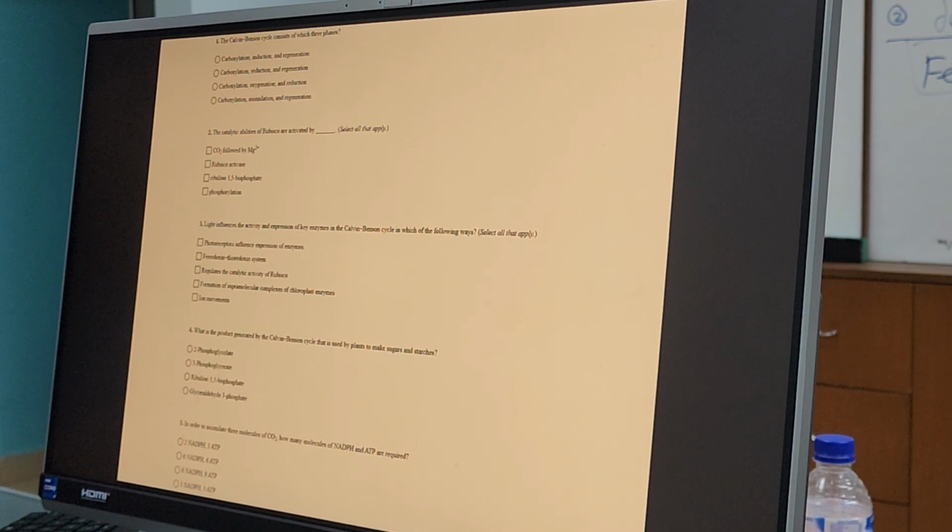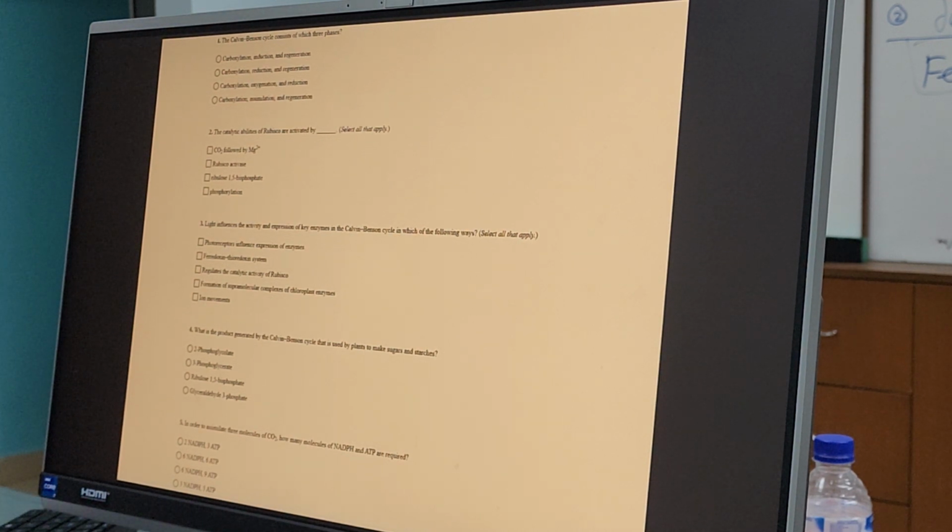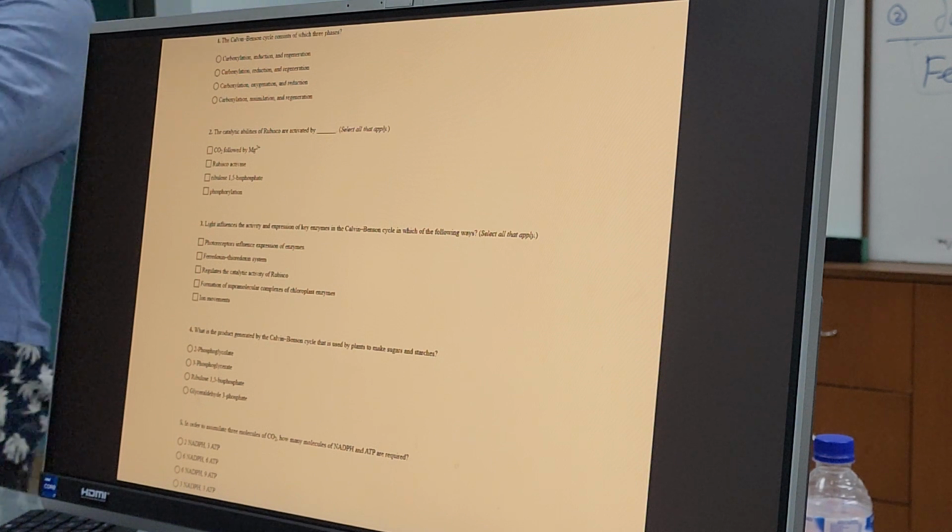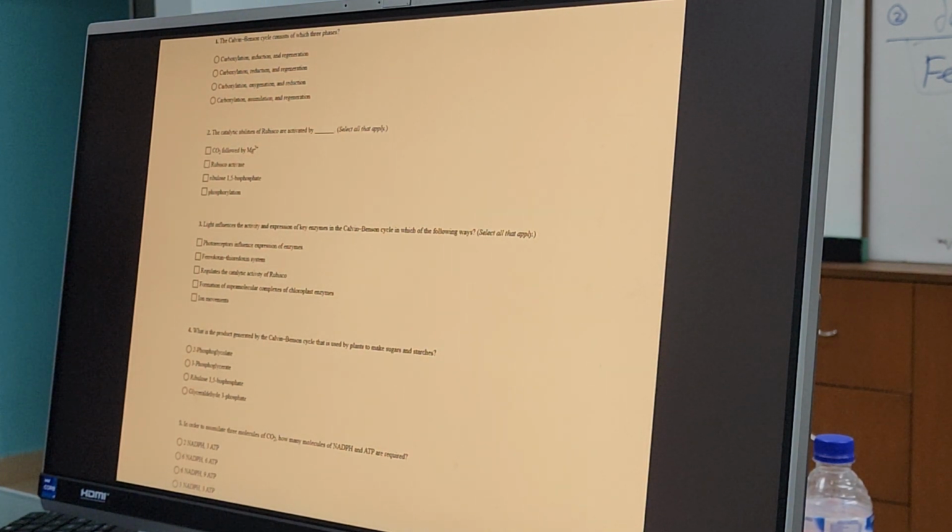Number 3, light influences the activity and expression of key enzymes in the Calvin cycle. In which of the following ways? Number 1, photoreceptors influence the expression of enzymes. Is that correct? Oh, this is good. Probably many people get this wrong. Light influences the activity and expression of key enzymes. Actually, you just learned this with me. A, photoreceptors influence expression of enzymes. Is that correct? Yes. How? Expression of enzymes.